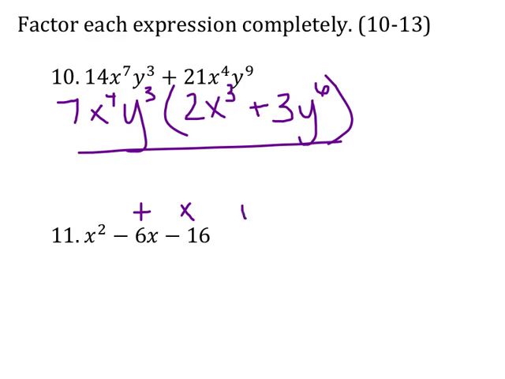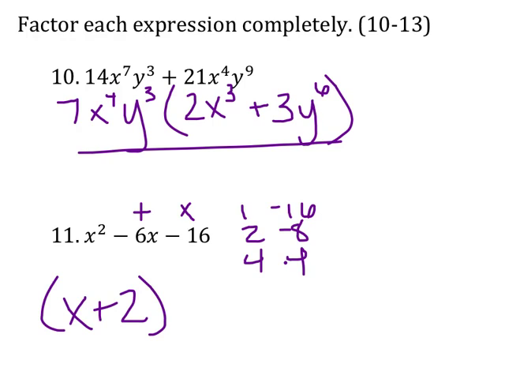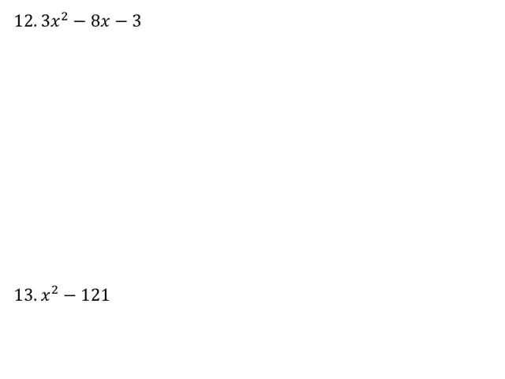I know that there's 1 and 16, there's 2 and 8, 3 doesn't go into it, 4 and 4. We know they need to multiply to be negative and add to be negative, so my largest terms would have to be negative. Looking at that, I see it'll be x plus 2 and x minus 8, because 2 times negative 8 is negative 16, 2 plus negative 8 is negative 6.